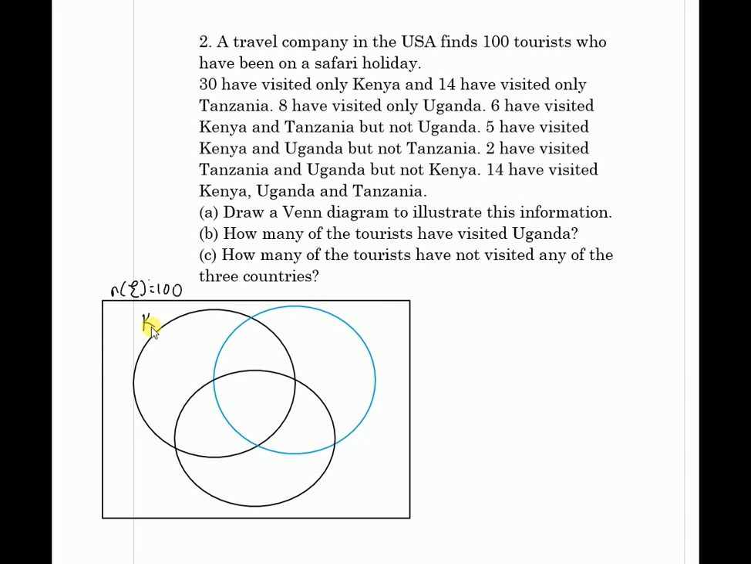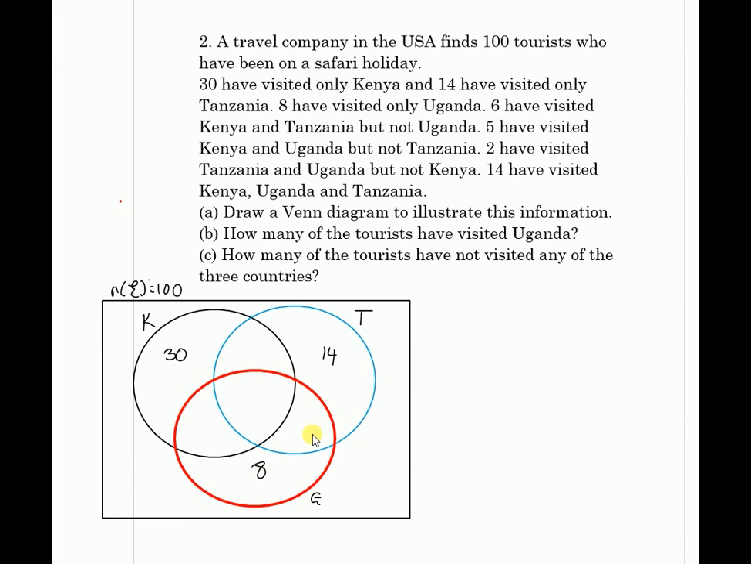So we have K, this is T for those who visited Tanzania, and this is G for those who visited Uganda. So they said that 30 visited Kenya only, so that one is 30. We have some 14 who visited Tanzania only. Then we have some 8 who have visited Uganda only.